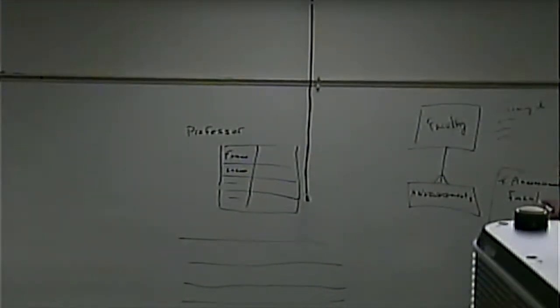Now again, remember our rule. We have a one-to-many relationship. The many side can point to the one side. An announcement can have the one faculty member that made that announcement. All right, that's logical. Because the many can point to the one.